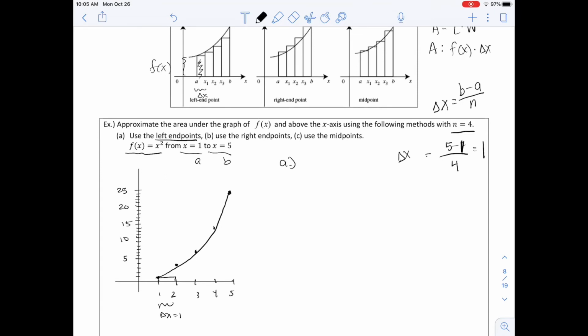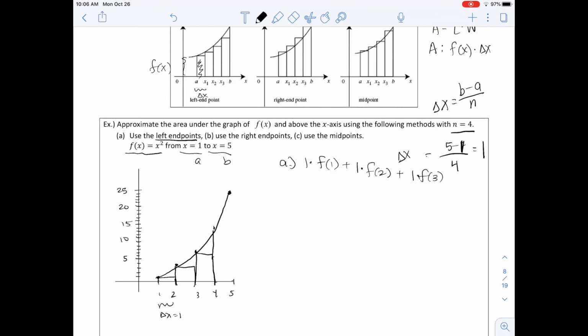And so to find the first rectangle, I need to do the width, which is going to be 1, times the height of that, which is f of 1. And I can easily find f of 1 just by substituting that in, and we'll do that next, plus my second rectangle, which also has a width of 1, times that height, which you need to get by plugging in, since it's a left endpoint, plugging in 2, so f of 2, plus the next rectangle, which is going to be width 1, and the height's going to be judged by 3, so plugging in 3, so f of 3.